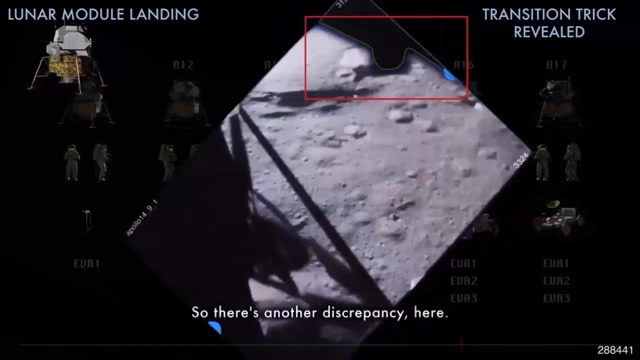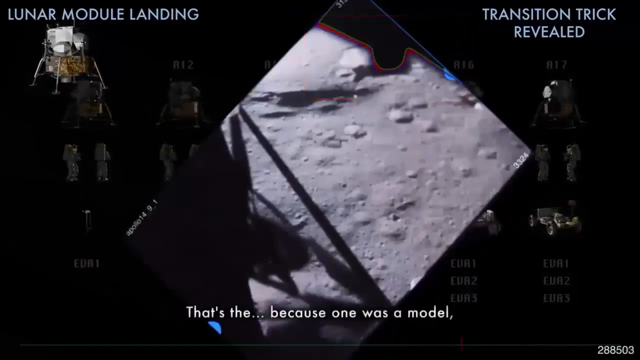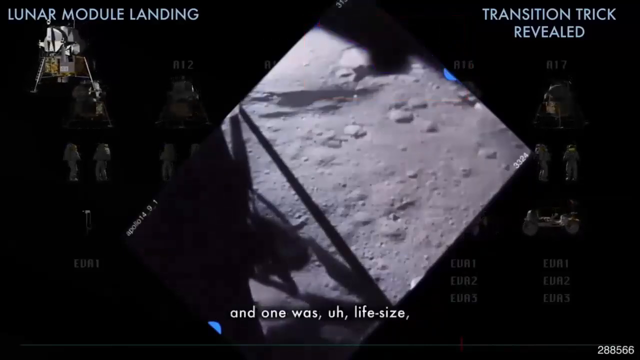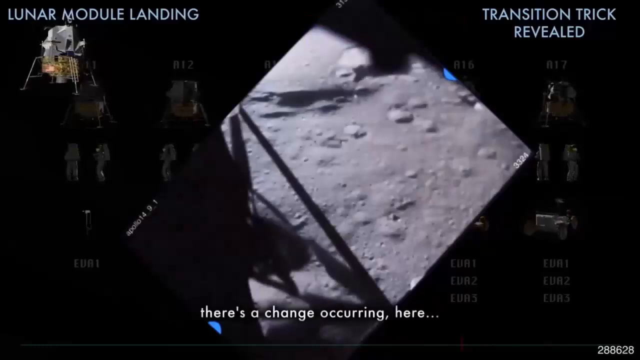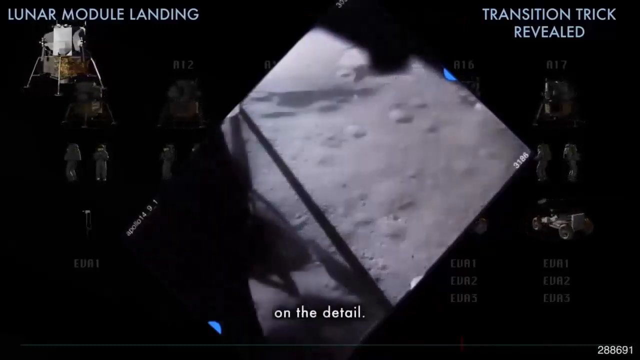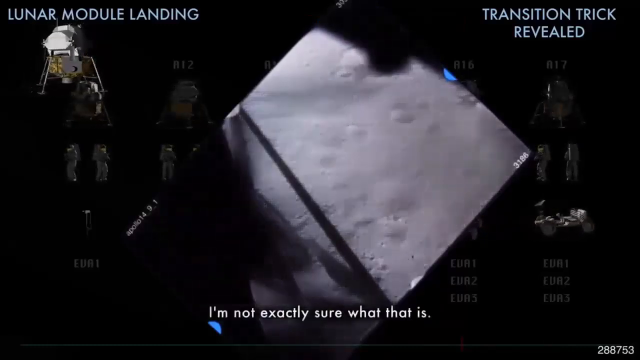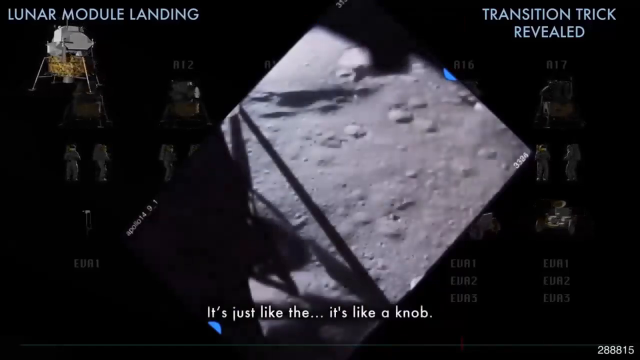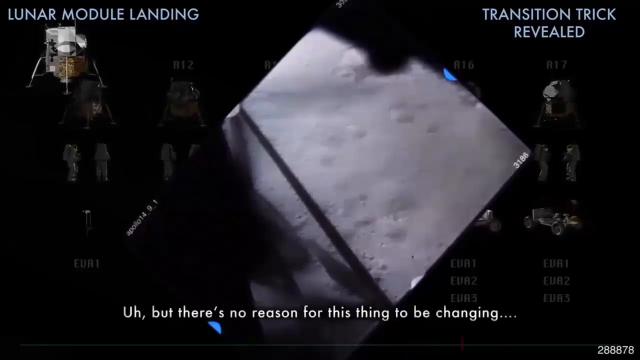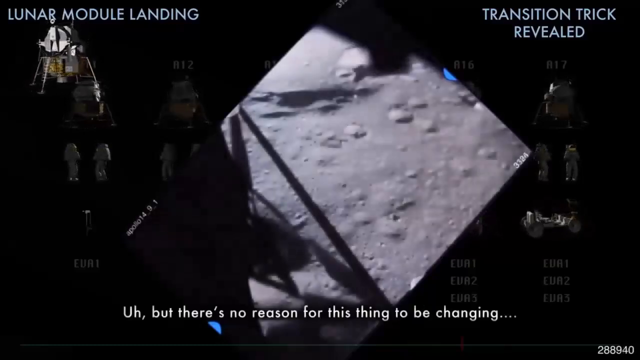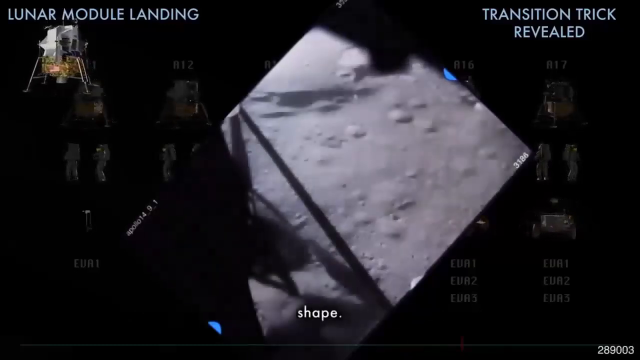There's another discrepancy here. That's because one was a model and one was a life-size. There's a change occurring here on the detail. I'm not quite sure what it is, as it fades in and then fades out again. But there is no reason for this thing to be changing like this. It's changing shape.